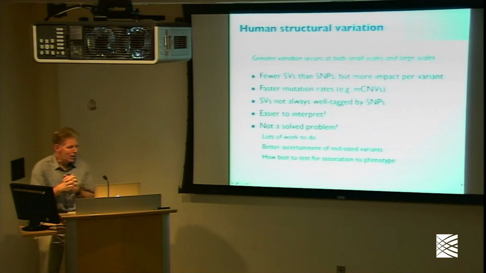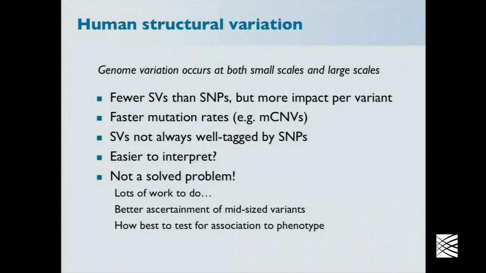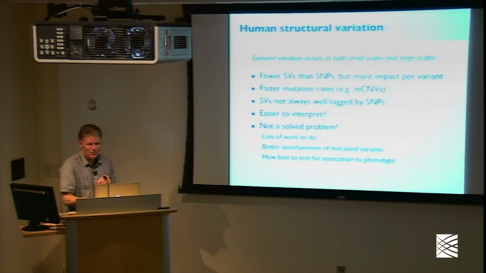So a summary of what I talked about: there are fewer SVs than SNPs, but there's more impact per variant. In some cases, it looks like they have faster mutation rates. They're not always well tagged by SNPs, but that's kind of a mixed bag. And there's a lot of work to do on more analysis of structural variation.